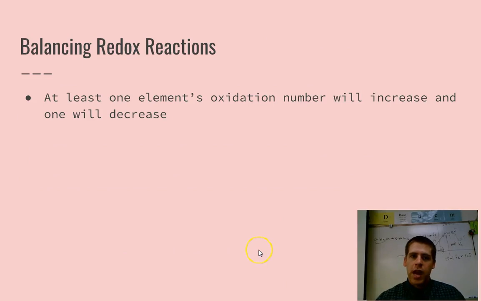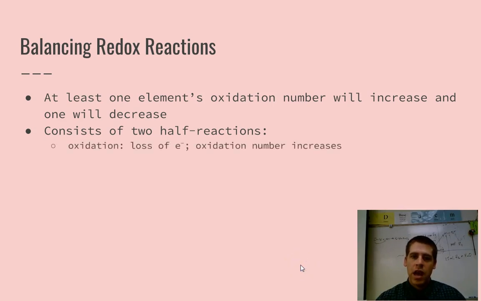Whenever we have a redox reaction, one substance is going to increase in oxidation number and one substance is going to decrease in oxidation number. And we need to be able to keep track of which one is doing which. And this is always going to happen in 2 half reactions, right? Because there's an oxidation half reaction and there's a reduction half reaction.